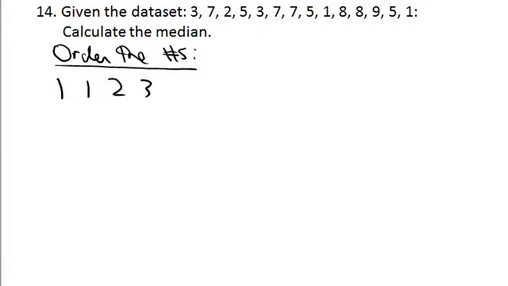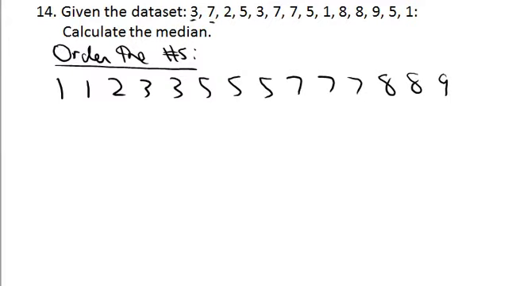2, 3, 3, 5, 5, 5, 7, 7, 7, 8, 8, 9. So there are 1, 2, 3, 4, 5, 6, 7, 8, 9, 10, 11, 12, 13, 14. All of these little seemingly trivial checks help you to catch errors you make.